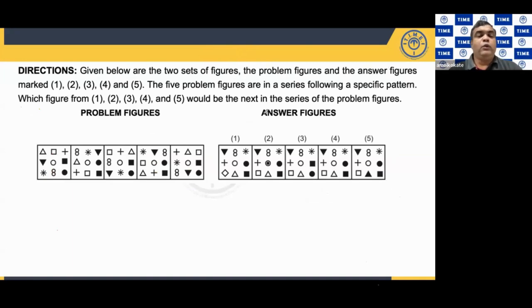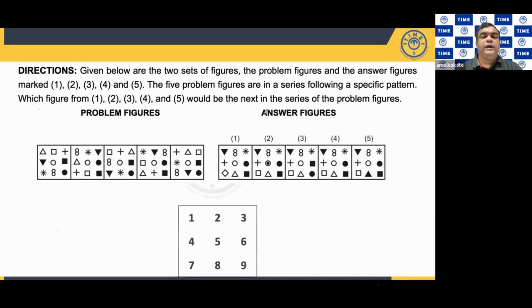Now, what we saw just now was a very planned movement, right? It's shifting one position, two positions, three positions, four positions, and so on. Now there is a random movement also. This is an example of random movement. So what are we looking for? You're looking for the next figure in the series. Now here it is random movement.